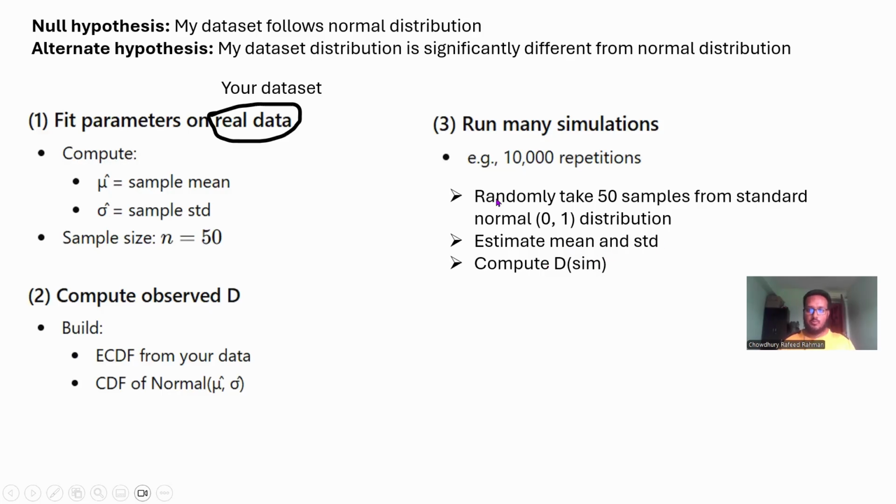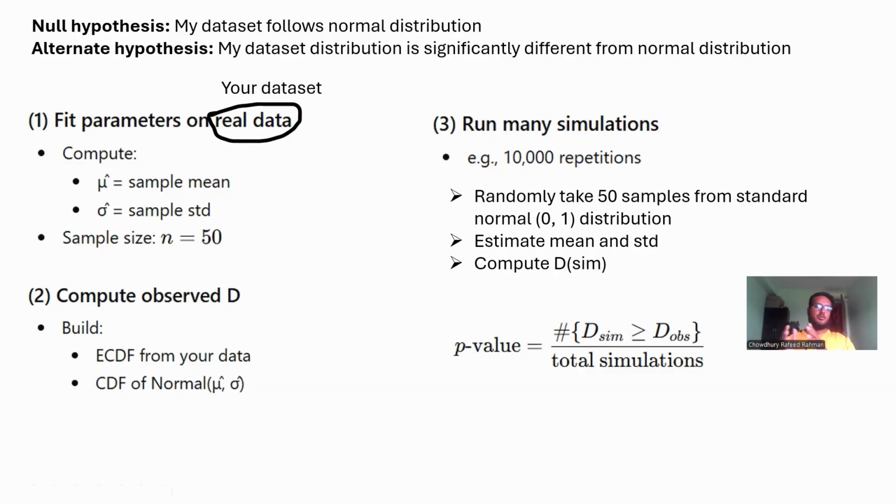So now, if you do this exact same thing 10,000 times, you are going to have 10,000 D_sim values, right? What you have to do is see how many of these D_sim values are greater than or equal to your D observed. Suppose only five of them are greater than or equal to D observed out of the total 10,000. That means the p-value is going to be very, very small. That means you can reject your null hypothesis. That means your dataset distribution is significantly different from the normal distribution. So this is basically the normality test.